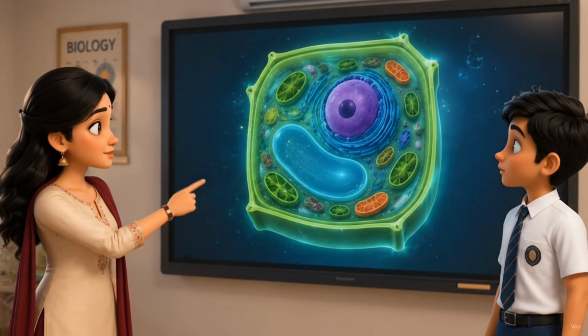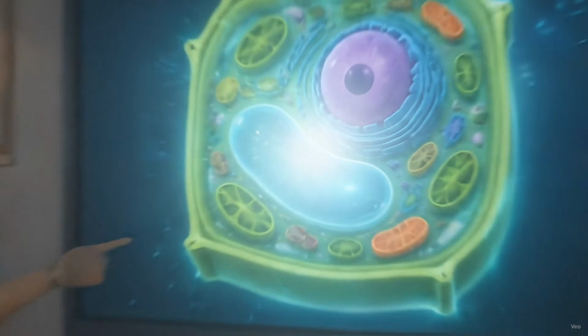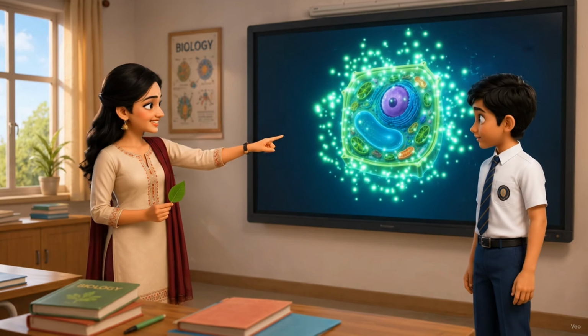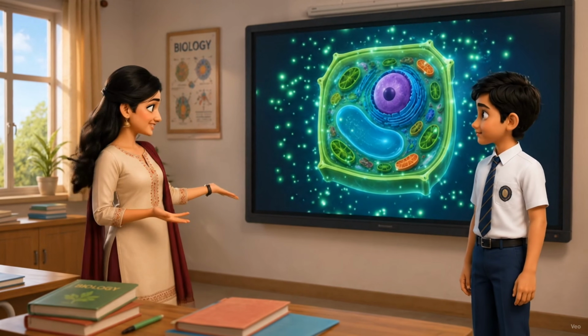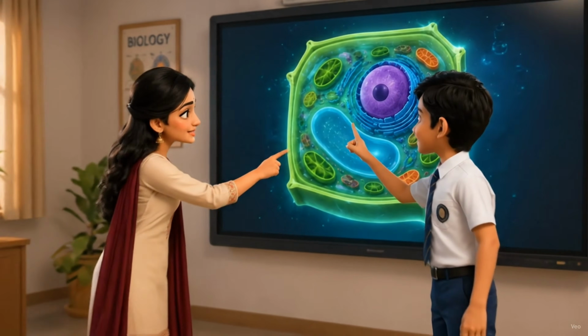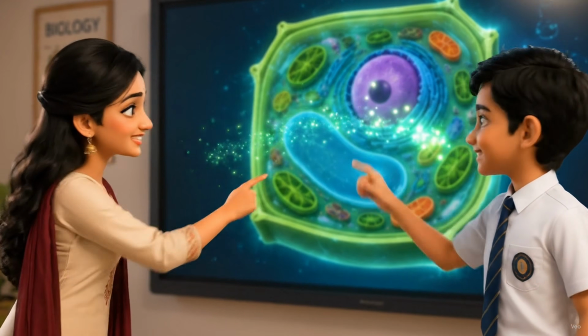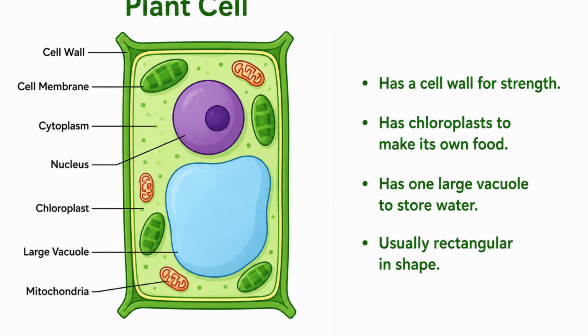This tiny leaf contains millions of living cells. Yes! Millions? Yes. Every plant, every animal, and even your own body is made of cells. Let's shrink ourselves and explore this amazing microscopic world. Now let us understand the plant cell.